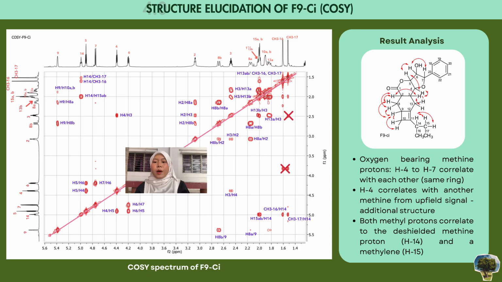shielded region. Both methyl protons correlate to the adjacent methyl proton H14 and also a methylene. Both of these correlate to each other and they are staying in the shielded region. Further experiments on other correlations between the protons helped us to conclude the molecular structure of F9C1.